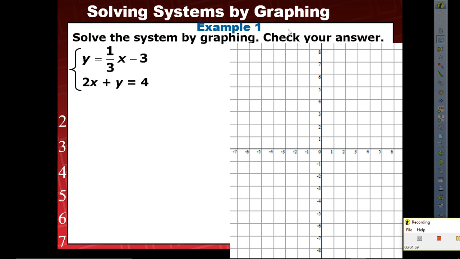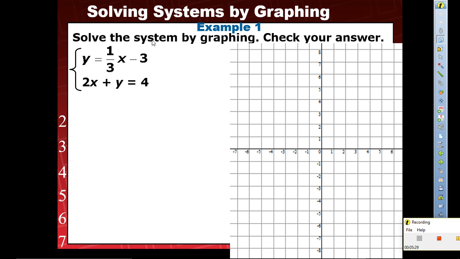And once again, I'm going to go over this example together with you, and you're going to have to come up with the steps for this process. Think of it like if your BFF is not here, you're going to give them all the info without writing it down, so from memory. So here we go. Example 1: solve the system by graphing. Check your answer. The system is y equals 1/3 x minus 3 and 2x plus y equals 4.